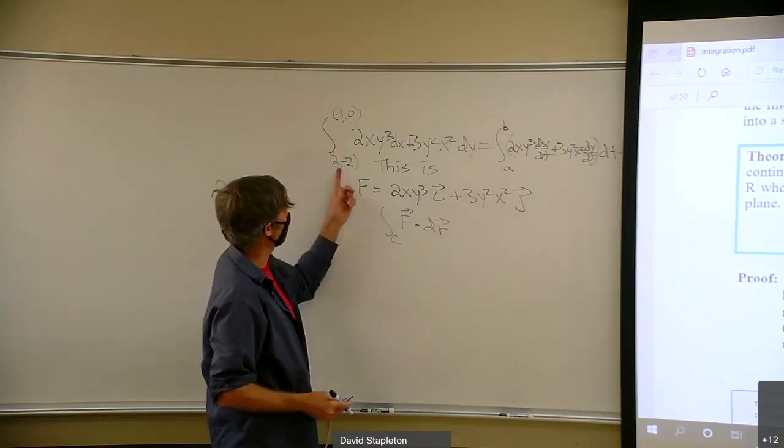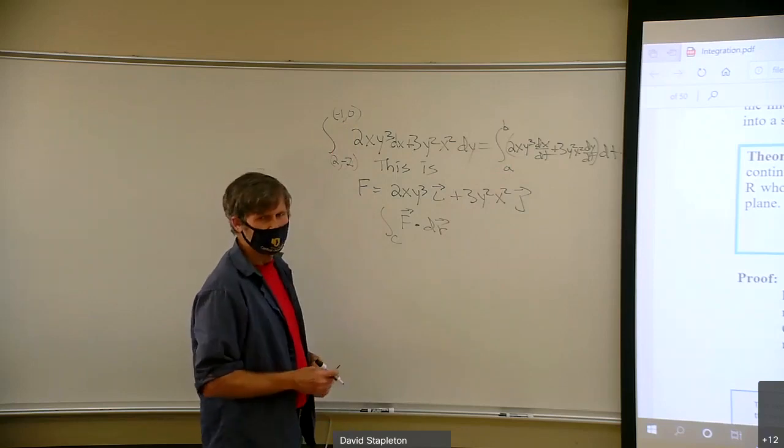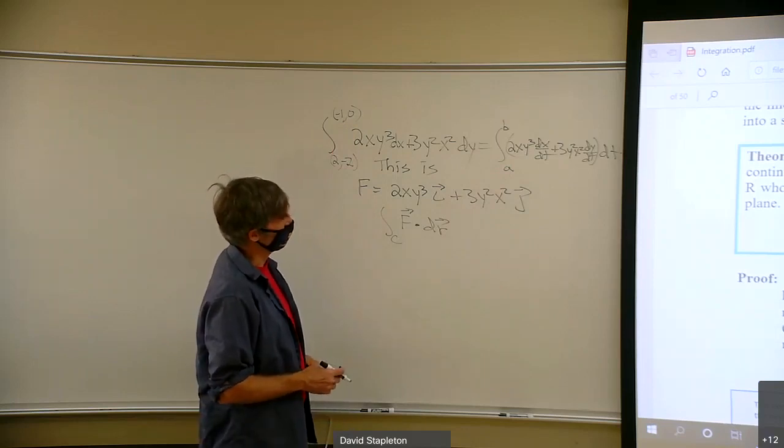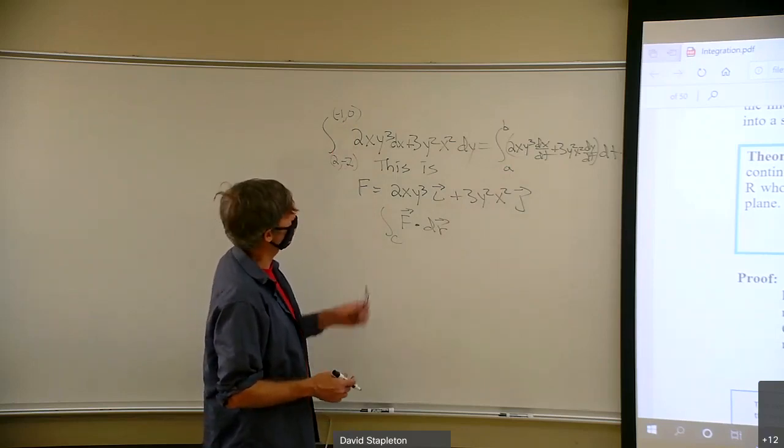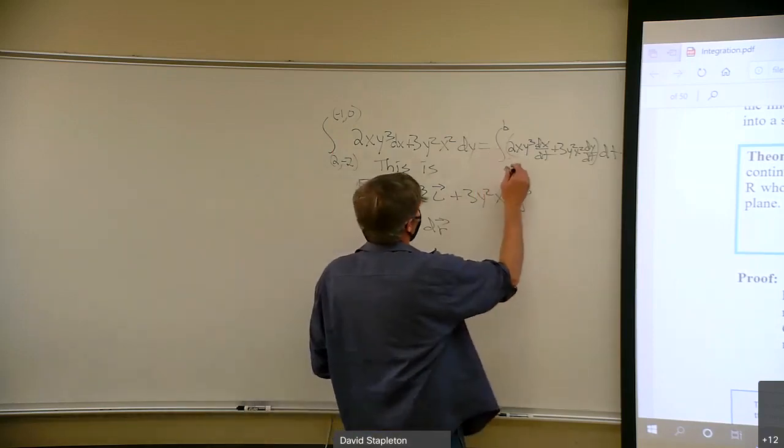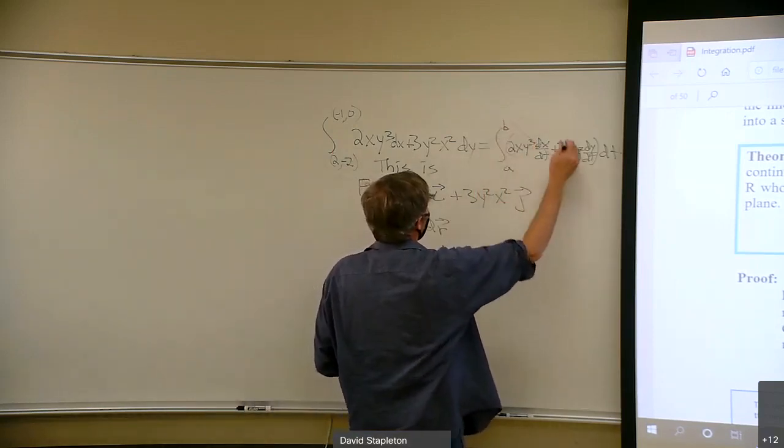So maybe the easiest thing is to take a straight line, right? Just make a parametric curve. But you know what's a lot easier than making a parametric curve and doing this? You'd have to find out what a and b are according to the parameterization.